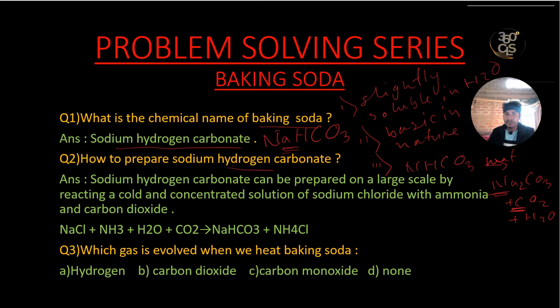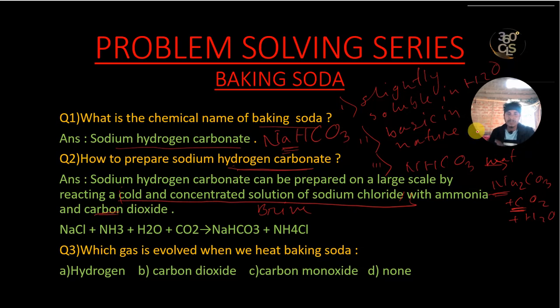Now the next question is how to prepare sodium hydrogen carbonate. तो sodium hydrogen carbonate को किस तरह से preparation किया जाता है? Sodium hydrogen carbonate can be prepared on a large scale by reacting a cold and concentrated solution of sodium chloride, which is also known as brine, with ammonia and carbon dioxide gas.